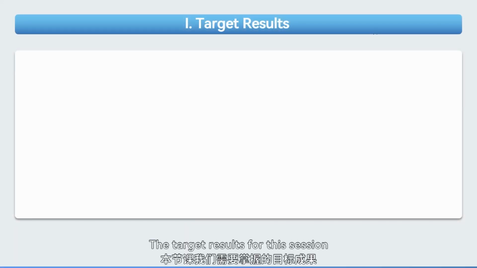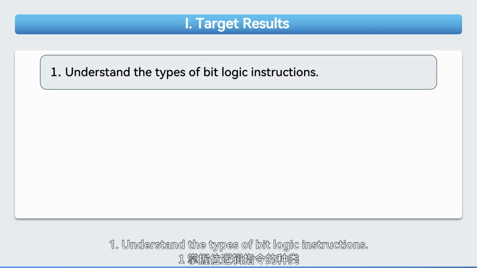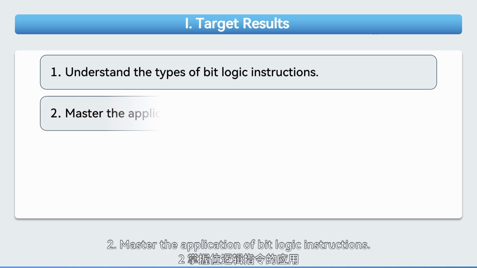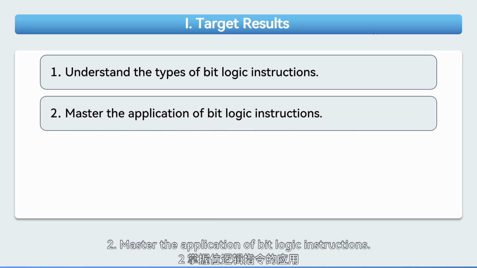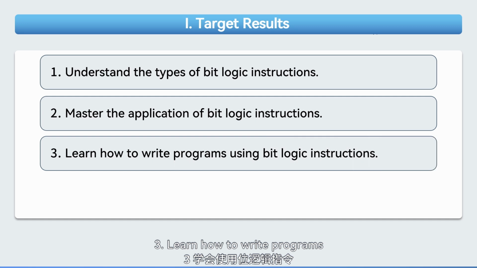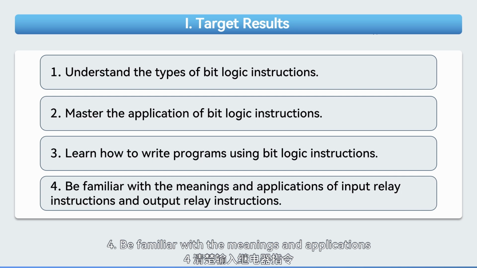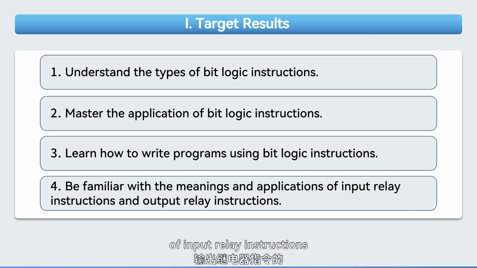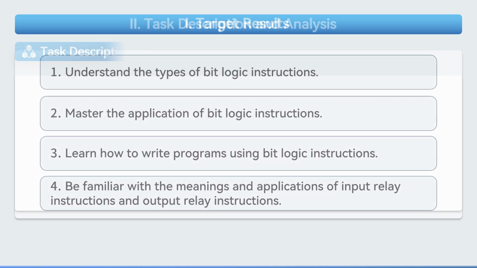The target results for this session are the following four. 1. Understand the types of bit logic instructions. 2. Master the application of bit logic instructions. 3. Learn how to write programs using bit logic instructions. 4. Be familiar with the meanings and applications of input relay instructions and output relay instructions.